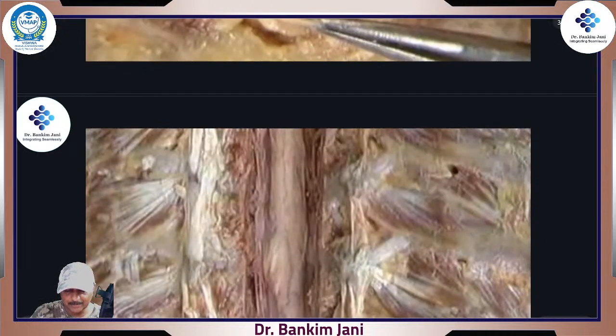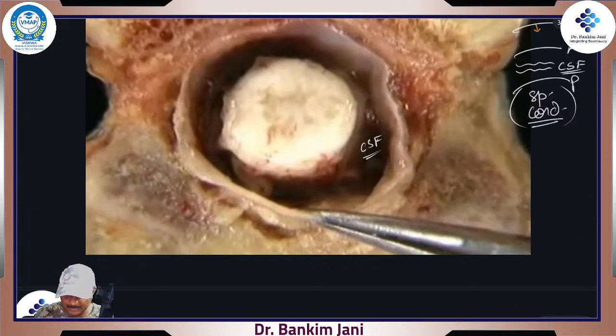Let's dissect it, right? This would be the space. Normally it is filled with fat and blood vessels. So if we cut the dura mater, should we be able to see the blood vessels? We'll see. We just write it over here that there would be fat, and the important thing is blood vessels. Blood vessels are what we should expect to see.